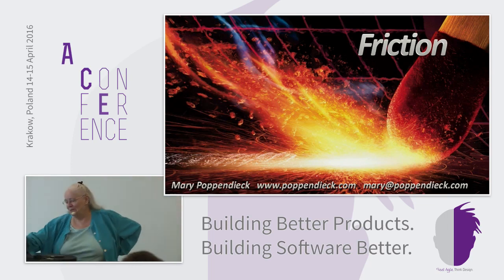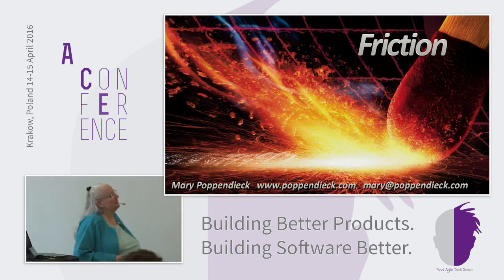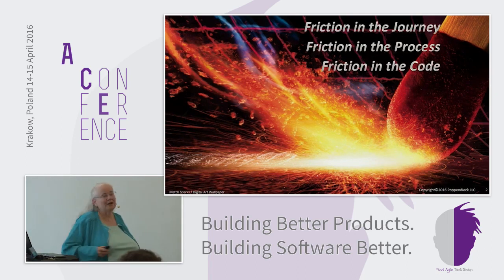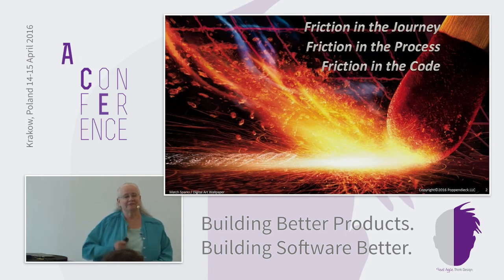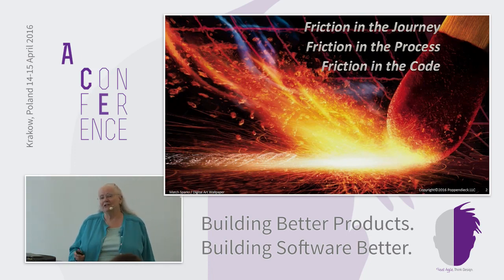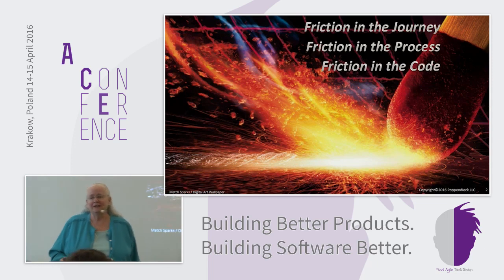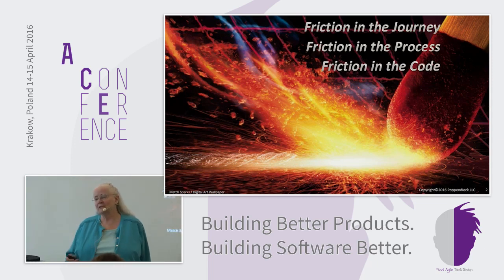And so with that kind of introduction to the concept of friction, I want to talk about 3 kinds of friction. And the first kind of friction is friction in the customer journey. The customer, who's the person using your software, and their journey through your system to get one of their purposes solved. And if there's friction there, that's probably the biggest problem with your system being successful.